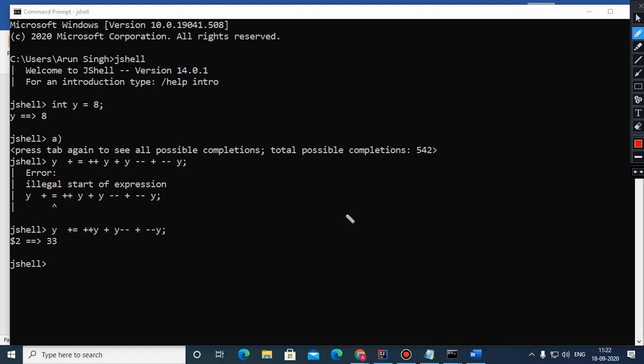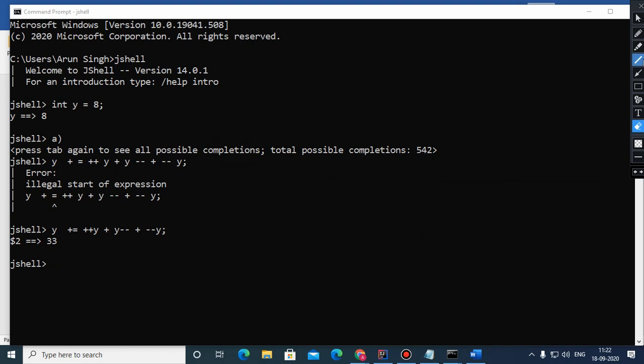Initial value of y is 8. So 8 plus ++y, which is 9, plus y--, which is 9 again. But when value travels here, it becomes 8, and when it reaches here, it becomes 7. So add all together, it is 18 plus 8, 26, and 26 plus 4, 30, plus 3, 33. This is the answer. So this is how we can do.